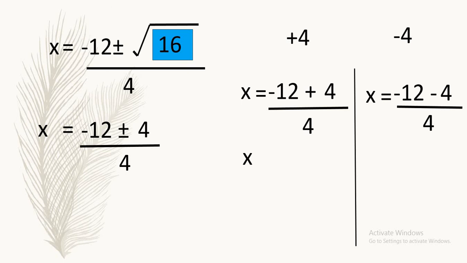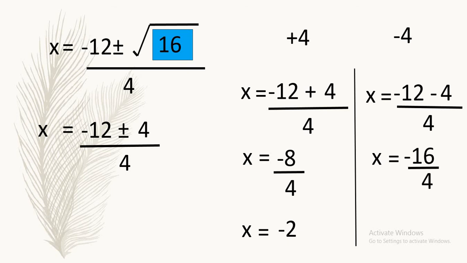So let's start solving it. Let us simplify: negative 12 plus 4 is negative 8, all over 4. So our answer is negative 2. On the other hand, in the negative part, we have negative 12 minus 4. Same sign, so we have negative 16 all over 4. So we have negative 4. So our two solutions or roots are x is equal to negative 2 and x is equal to negative 4.